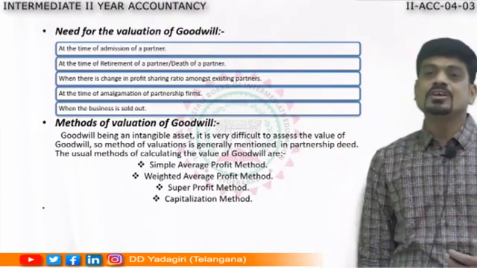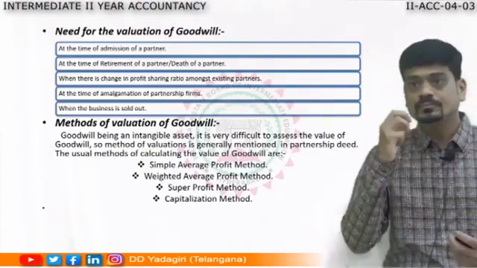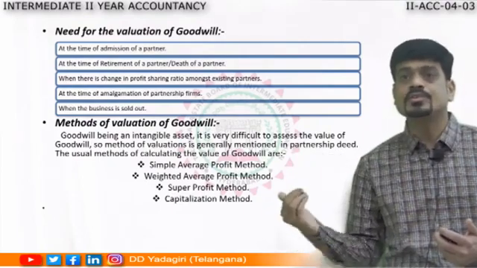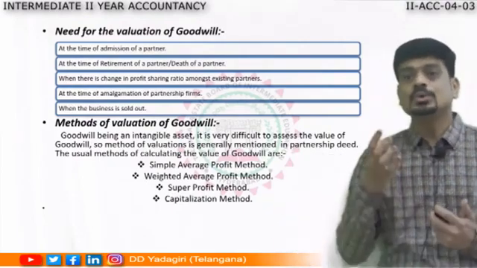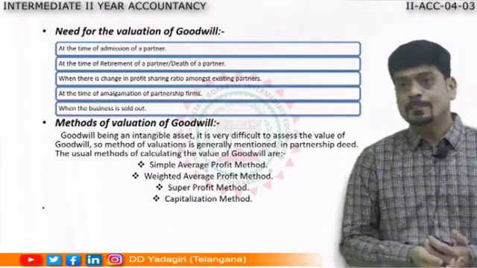Revise the journal entries that I taught in this session today with regard to the revaluation account, so that when we do the problems, it will be easy for you all, dear, to catch the problem and solve it in a very easy manner.